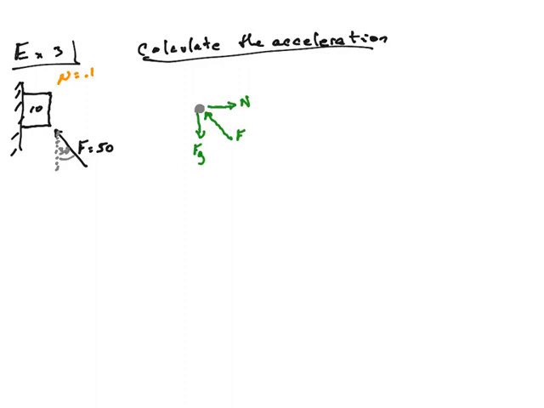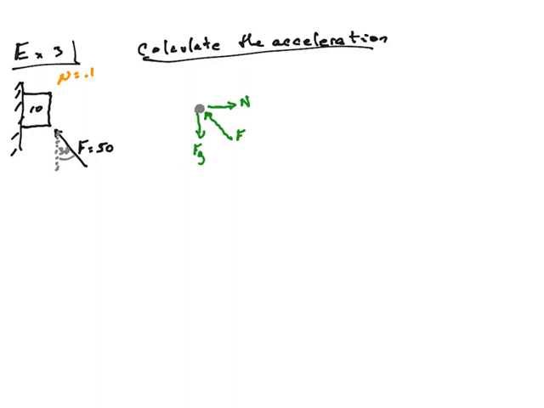Okay, are there any other forces? Sure, there's one more force. There's friction, because of the little mu is 0.1 on my diagram. So which way will friction flow? Well, first figure out, if there's no friction, which way will my box slide? Is it going to slide up or is it going to slide down?